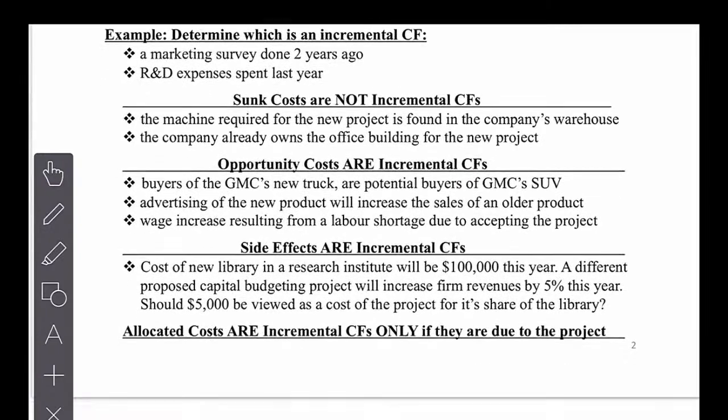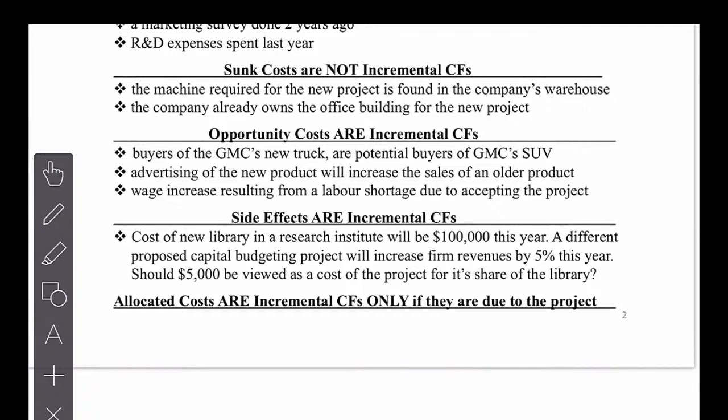Then I mentioned allocated costs. An example: the cost of a new library in a research institute will be $100,000 this year. A different proposed capital budgeting project will increase firm revenues by 5% this year. Should $5,000 be viewed as a cost of the project for its share of the library? Well, allocated costs are only incremental cash flows if they're due to the project. You're not going to see allocated costs in my exercises, but you can read more about it in the text.